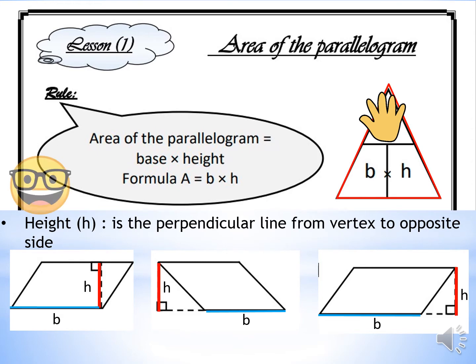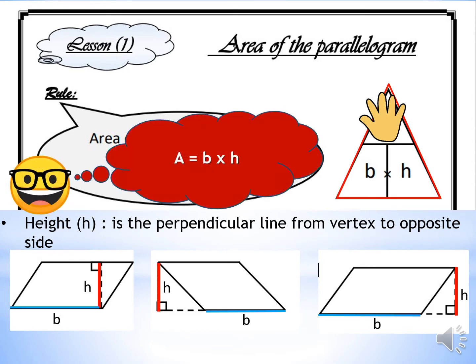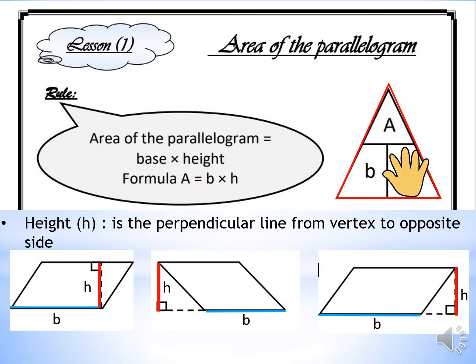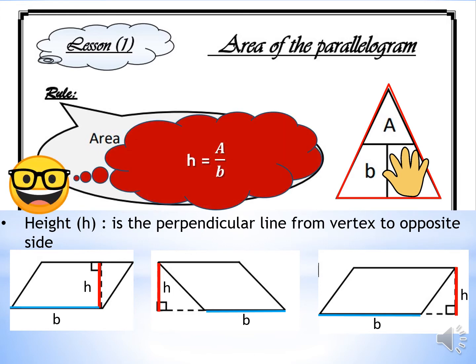Now what if I want the base, or I want the height? Here the area equals base times height. But if I want the height, here I will hide the height. What's left in my triangle? Area over base. So if I want the height, in my magic triangle, hide the height, and what's left in the triangle? Area over the base.